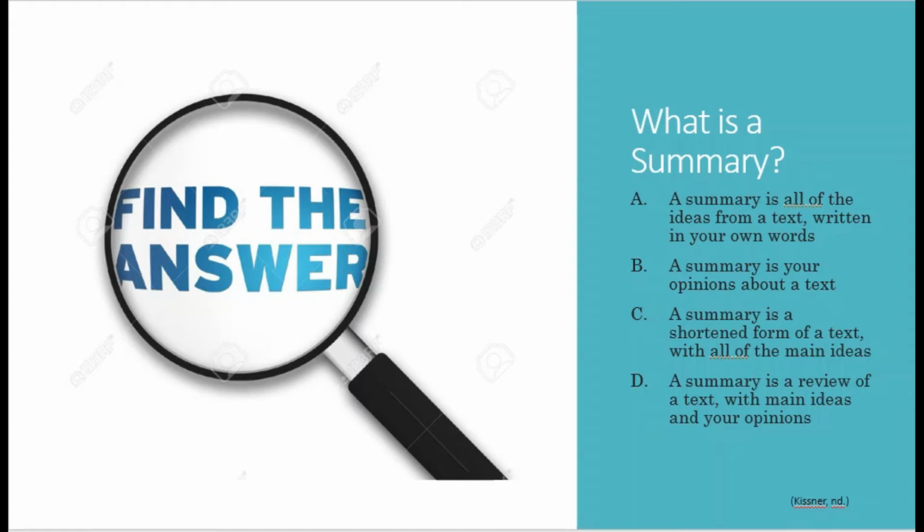B, a summary is your opinions about a text. C, a summary is a shortened form of a text with all of the main ideas. Or D, a summary is a review of a text with main ideas and your opinions. Let's take a moment to look at those. All right, if you selected C as your answer, you would be correct. A summary is a shortened form of a text with all the main ideas.